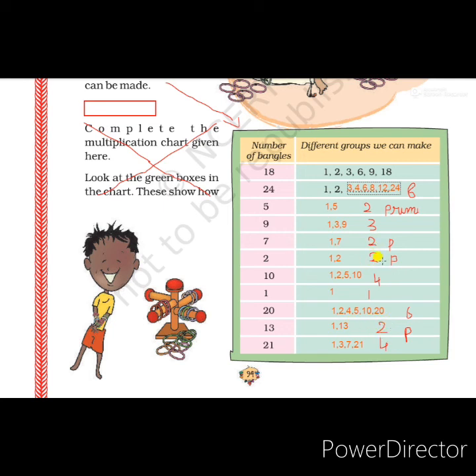Now see the other numbers that have more than 2 factors. Example 18, 24, then 9, then 10, 20, 21. All these numbers have more than 2 factors. 18 has 6 factors. 24 also has more factors. Like that, 9 has 3 factors. That means more than 2 factors. 10 has 4 factors. 20 has 6 factors. 21 has 4 factors. These numbers we can say are composite numbers. That means a number which has more than 2 factors is a composite number.